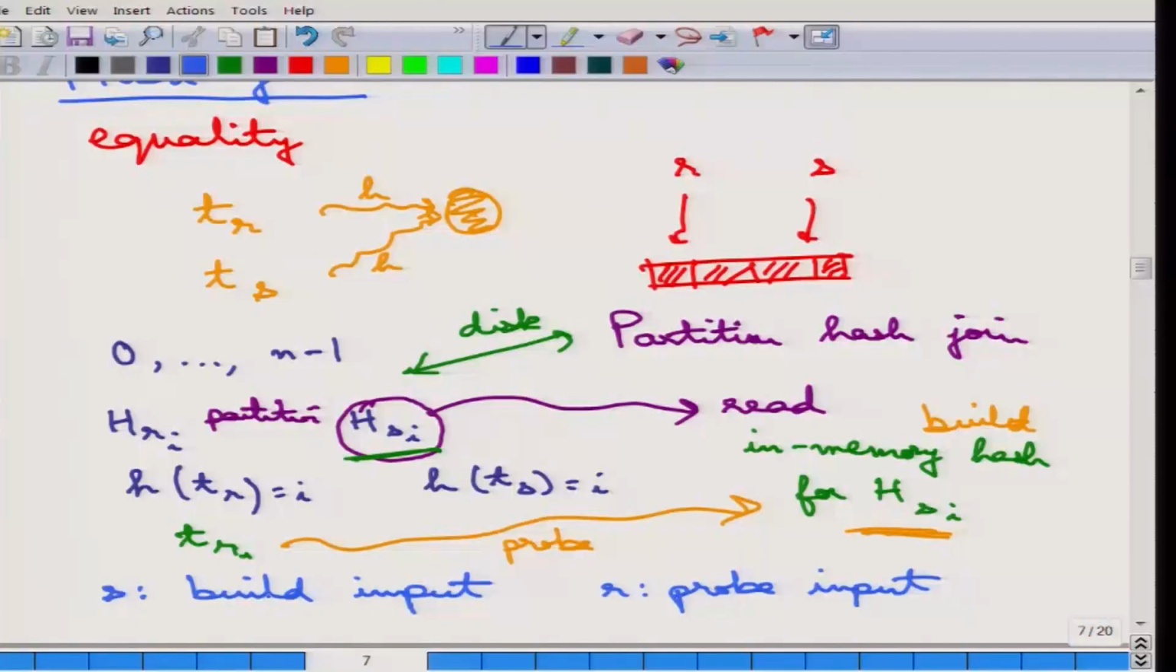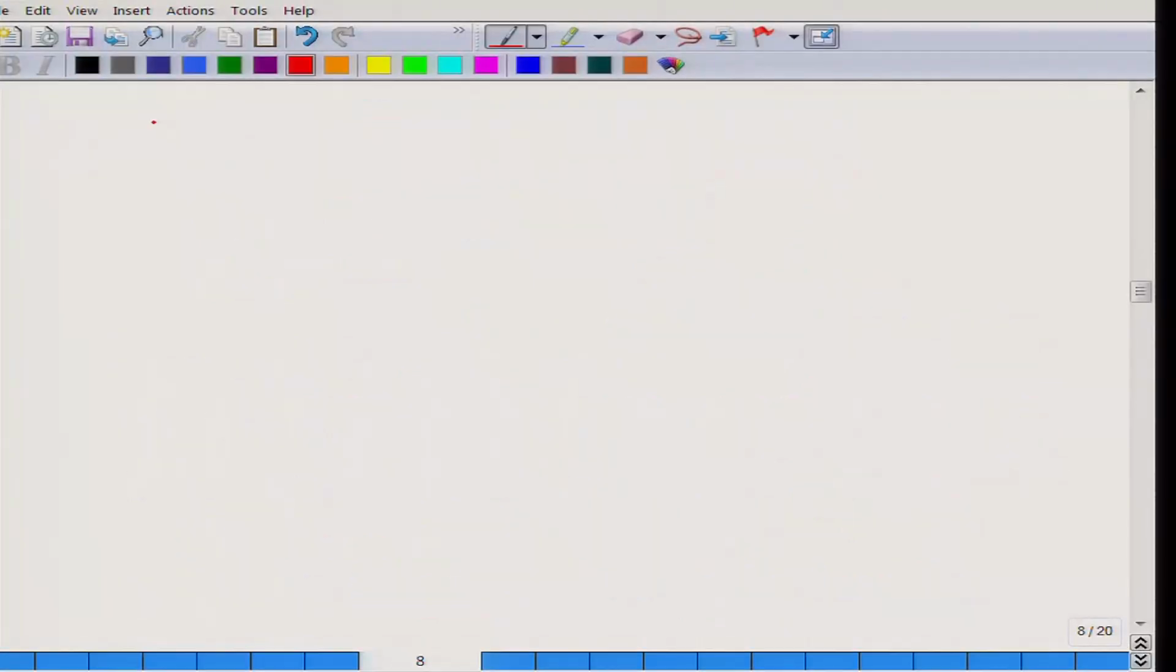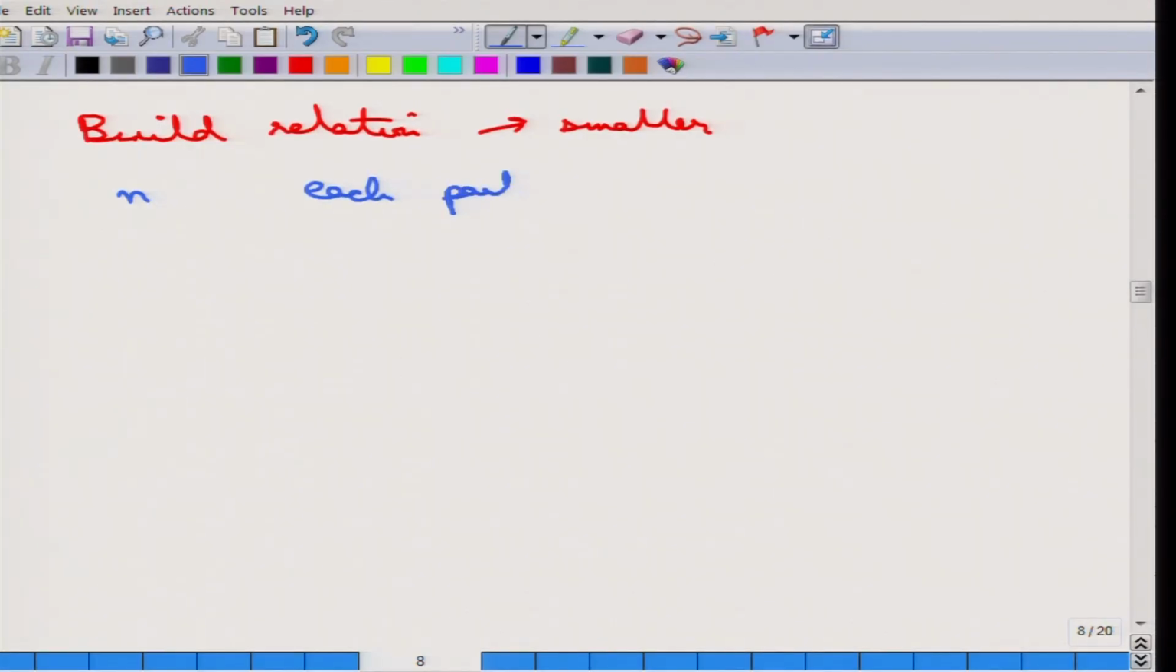Okay. So, a couple of things: each of the partitions of the build relation must be in memory, otherwise this whole procedure does not make any sense, and therefore, the build relation should be smaller. So, the build relation should be the smaller one. If between R and S, S is smaller, S should be the build relation. Now, let us analyze the sizes. Suppose there are n partitions. Now, each partition must fit into memory. This is the one invariant that we require.